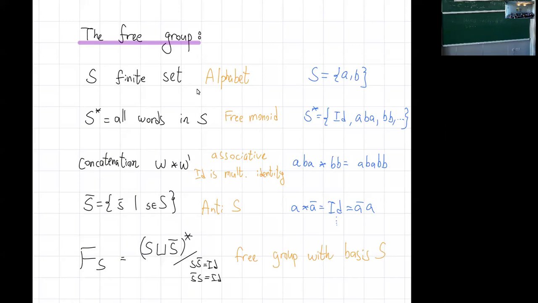So what do you do? You define another copy of your alphabet. You call it the anti-alphabet, in this case, anti-S. And you ask that whenever a letter and its anti-letter meet, they annihilate each other, right? Like a positron and an electron. If you take the free monoid over the alphabet and the anti-alphabet, and you define this relation of annihilation between letters and anti-letters, you get the free group with basis S.